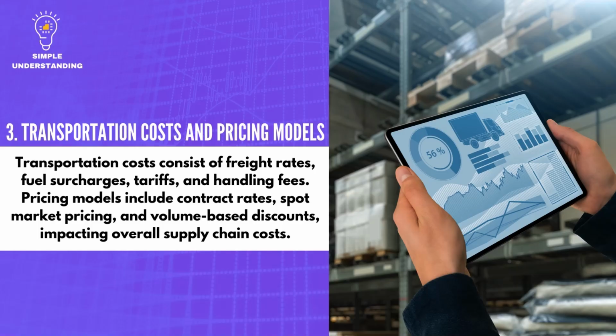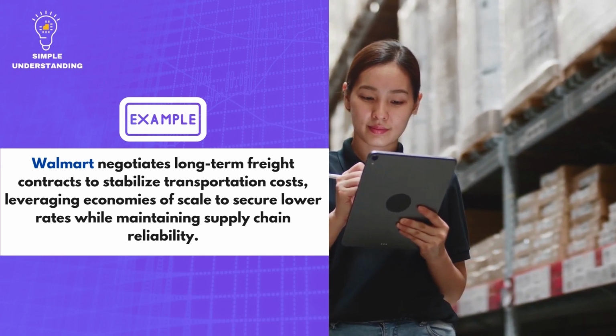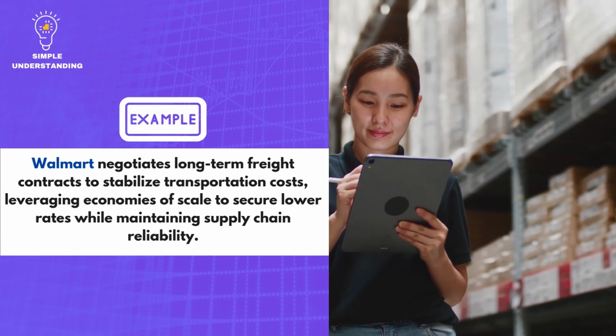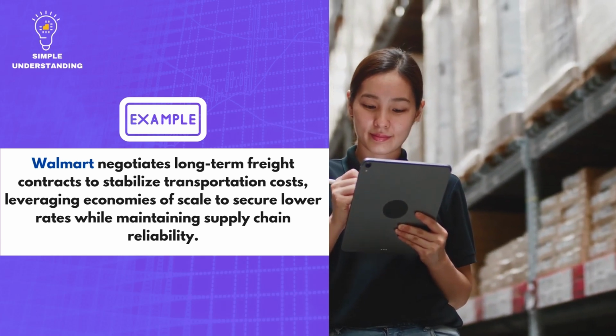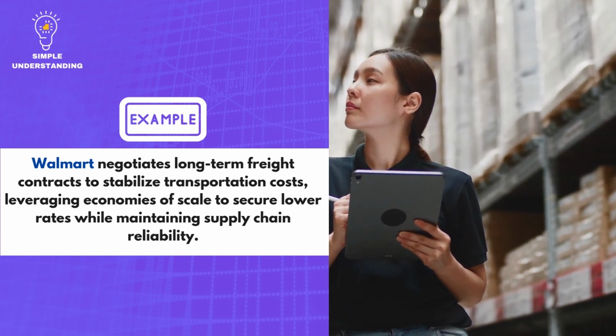3. Transportation costs and pricing models. Explanation. Transportation costs consist of freight rates, fuel surcharges, tariffs, and handling fees. Pricing models include contract rates, spot market pricing, and volume-based discounts, impacting overall supply chain costs. Real company example. Walmart negotiates long-term freight contracts to stabilize transportation costs, leveraging economies of scale to secure lower rates while maintaining supply chain reliability.